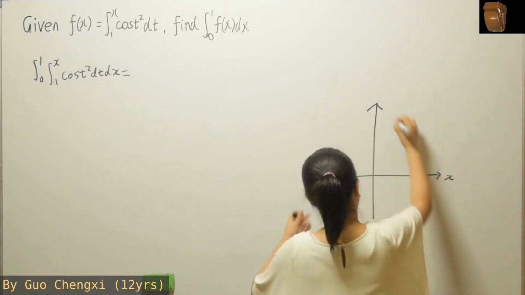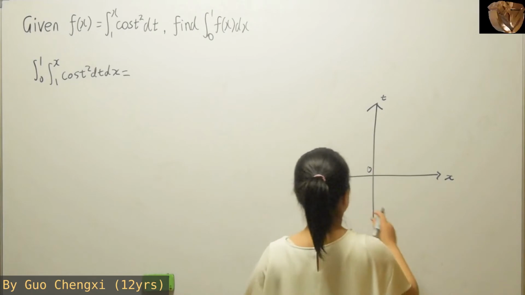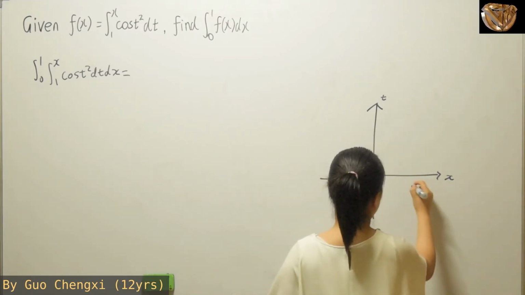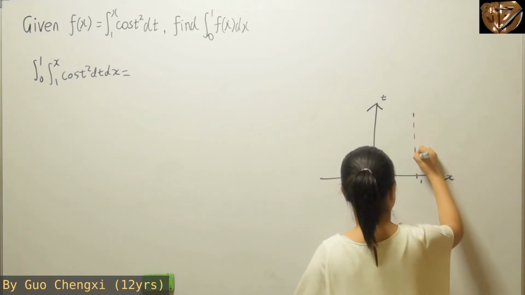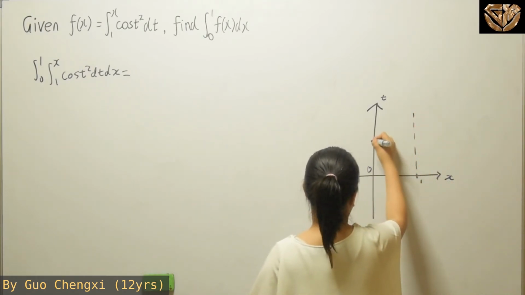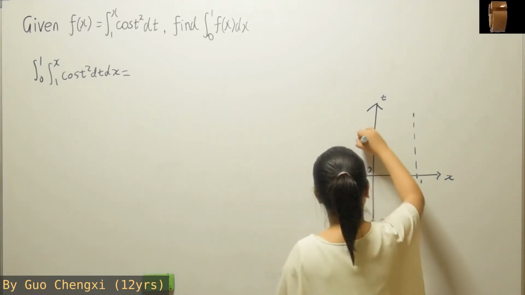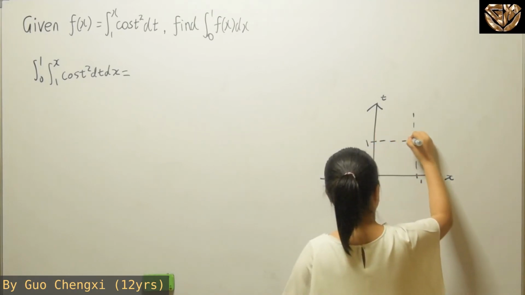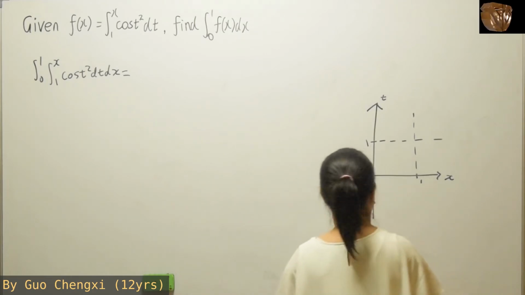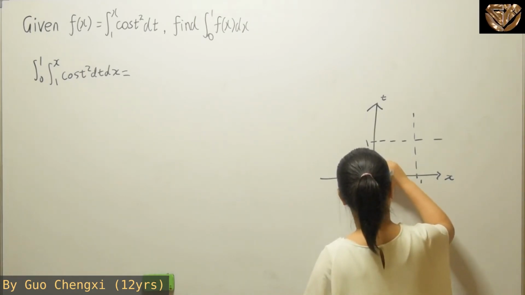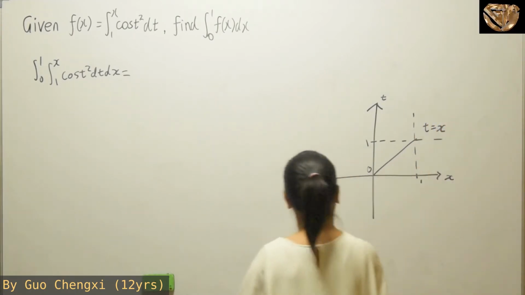So over here we have x and we have t, and then here 0. So apparently what you have for x is basically from 0 to 1. And then for t we'll have from 1 to x, so it will still be 0 to 1. And then for this part, I will have this line. What's the function of this line? It is t equals x.